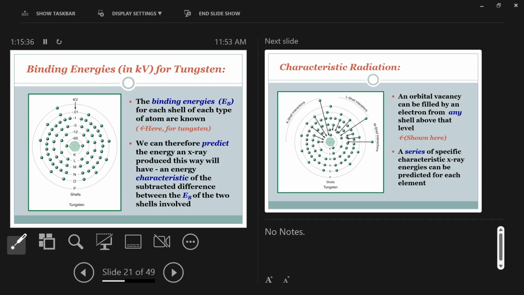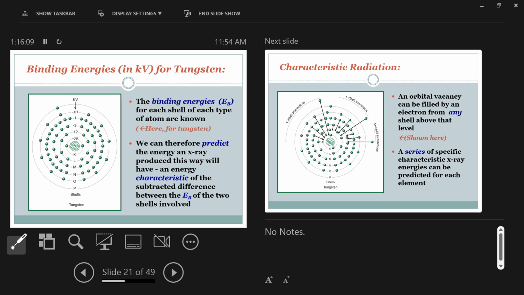Okay, so here we have our tungsten atom. We have our K shell here, our L shell here, M, N, O, and P. Notice each shell has a number of electrons in it. The number changes with each shell. Roughly speaking, the number of electrons in each shell goes up as we move out. More electrons can fit into the outer shells than the inner shells, with a small caveat: you'll notice the outermost shell only has one electron in it in this case.